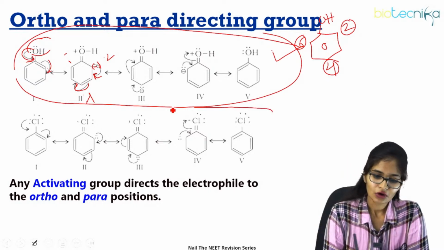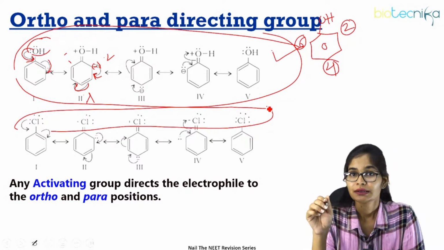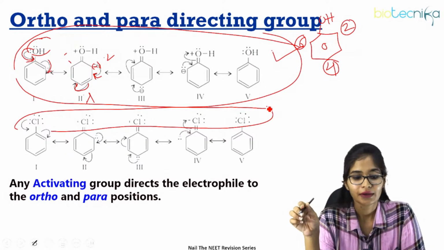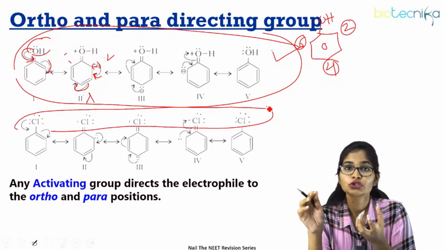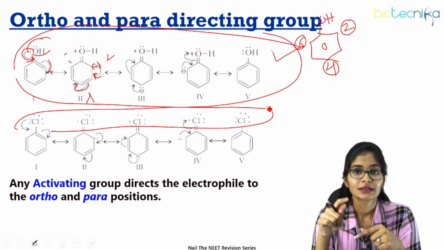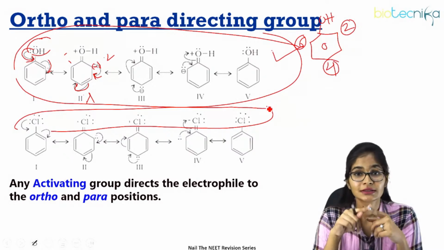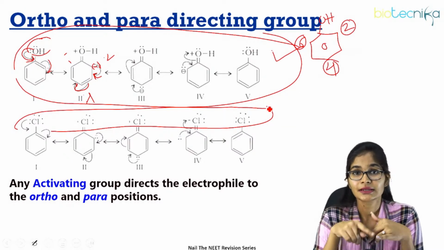Now, halogens also can act as ortho-para directing groups, but the thing is the minus I effect. What exactly is the minus I effect? We know that all the halogen atoms are highly electronegative, right? So they are always ready to push the electron towards them. If they're pushing the electron towards them, then the next adjacent carbon will be bearing partial positive charge. In the sense, the electron density will be reduced all over the ring, right?